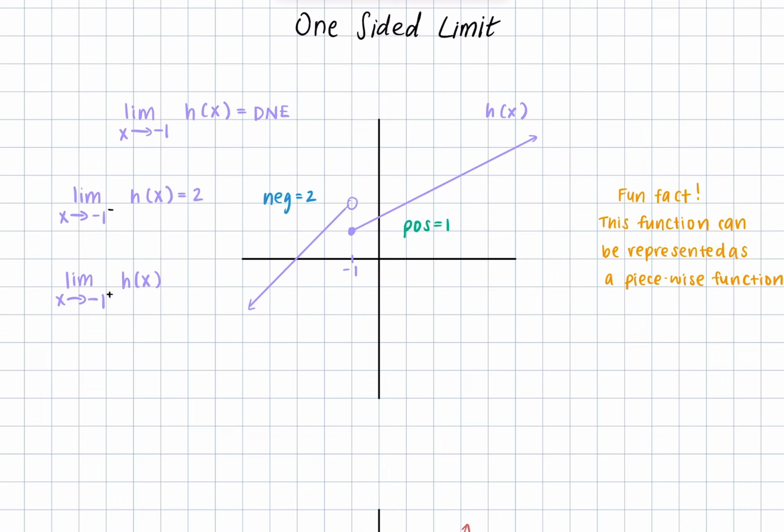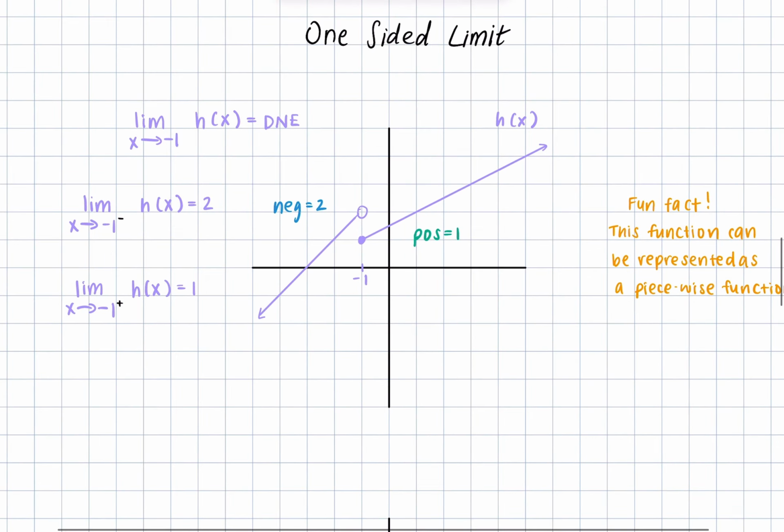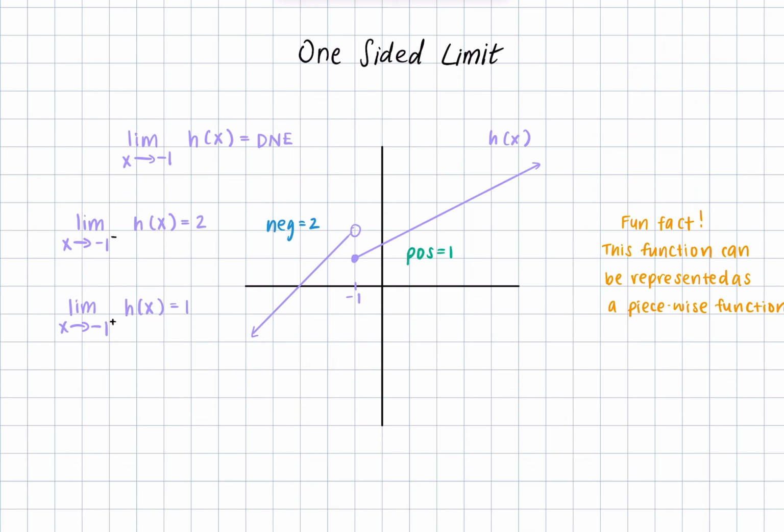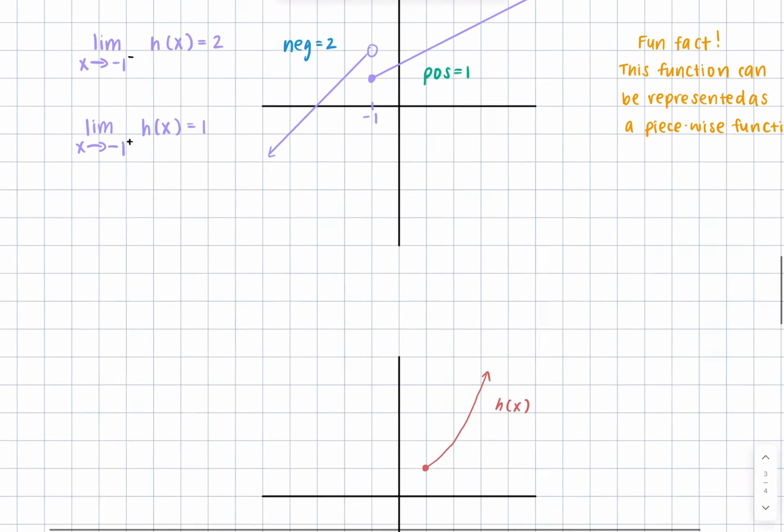Now for the right-handed side, the limit as x approaches -1 from the positive side, I'm going to get closer and closer to -1 from the right-hand side of the graph, and I see that my y values are approaching +1, like I've determined earlier. So I'm going to write limit as x approaches -1 from the positive side, the function h of x approaches +1. And that's a one-sided limit. It's as easy as a limit that you're identifying from one side.